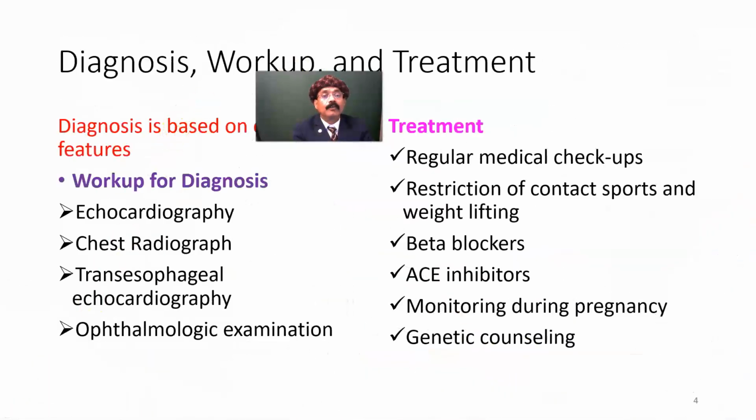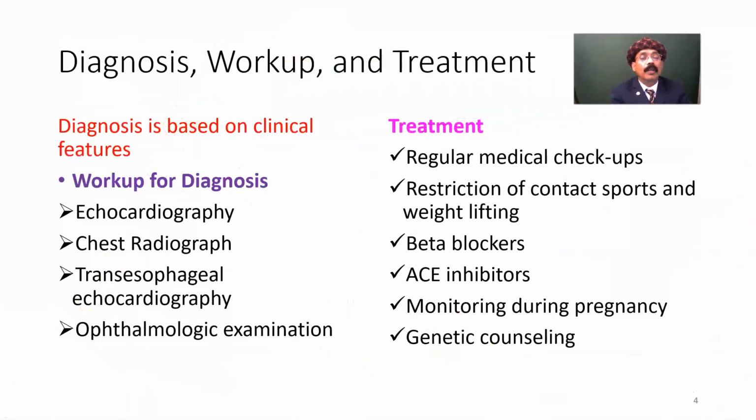Okay, now diagnosis, workup, and treatment. Diagnosis is based on clinical features. We don't go through genetic testing because there is a lot of heterogeneity in the genetic system, and the locus of fibrillin 1 may be affected by other mutations. So the best way to diagnose is based on clinical features.